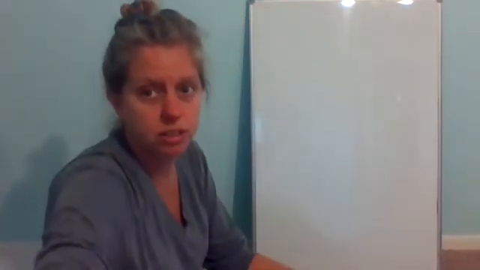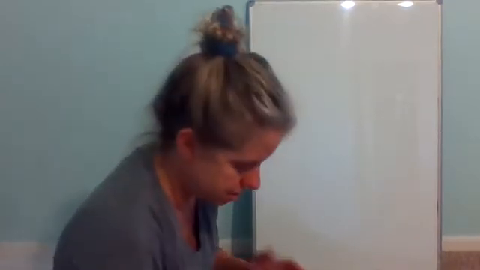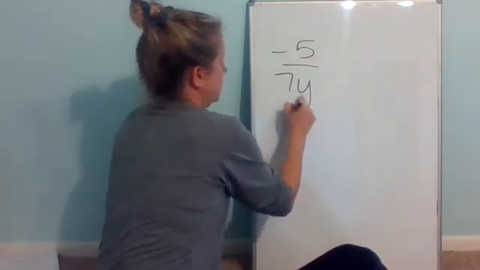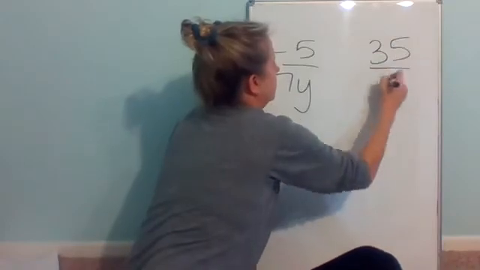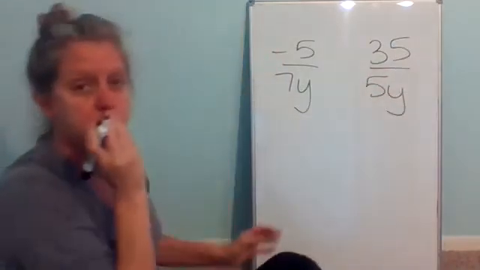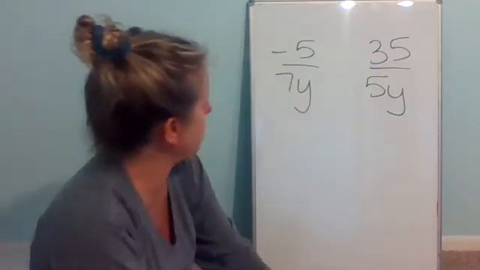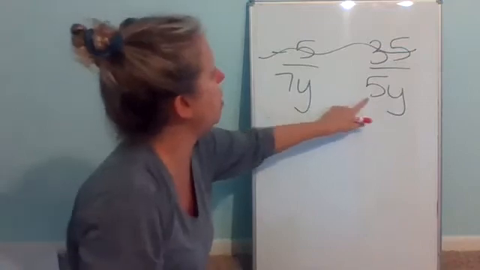I've got -5 over 7y. And I've got 35 over 5y. So let's see. First of all, don't care about the tops. Let's do the number part first.